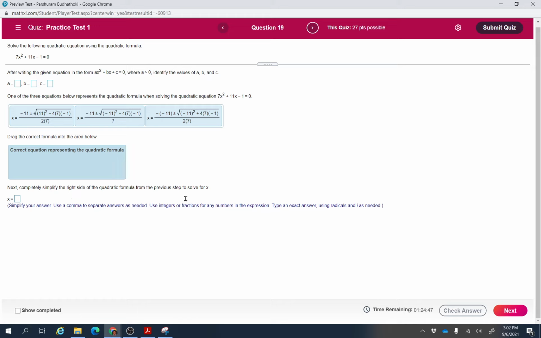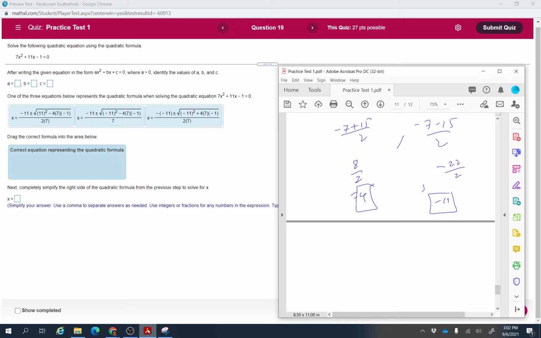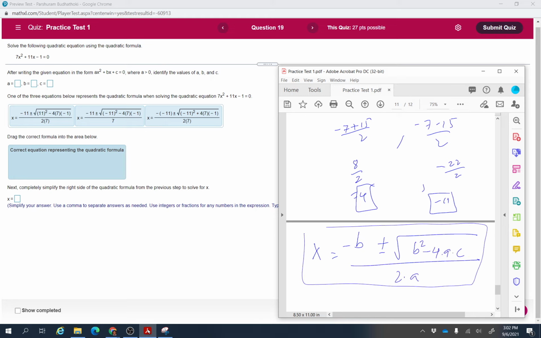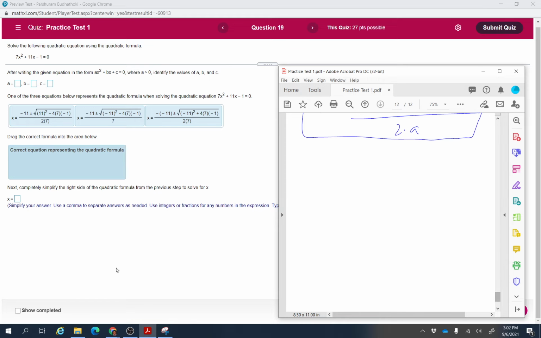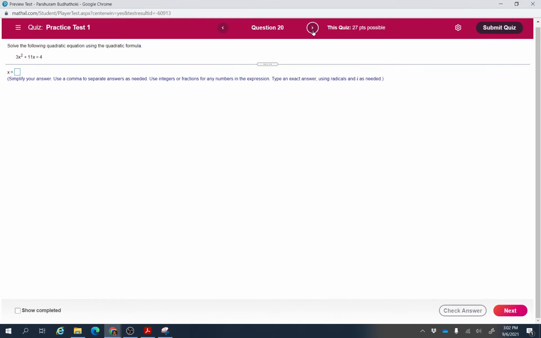The next one is exactly the same. I'm not going to repeat it. Just compare this equation with the standard equation, find out a, b, c, and plug the values of a, b, c into the quadratic formula. If you don't remember the quadratic formula, it is negative b plus and minus square root of b square minus 4 times a times c, divided by 2a. Use this formula, plug in the values, then do the calculation, and that will help you find the value of x.